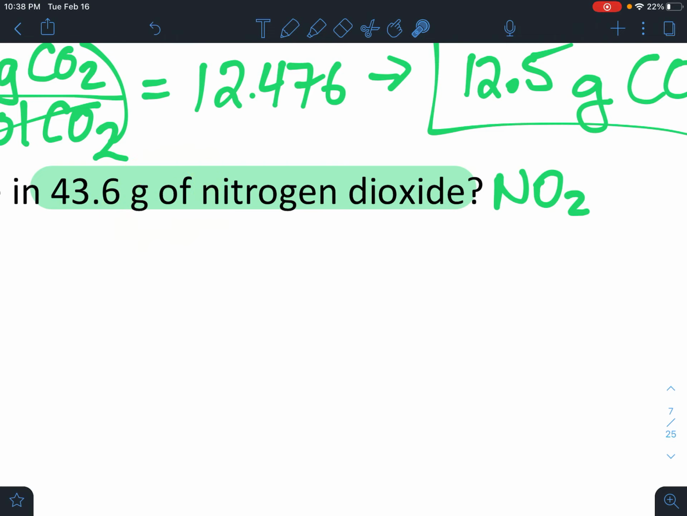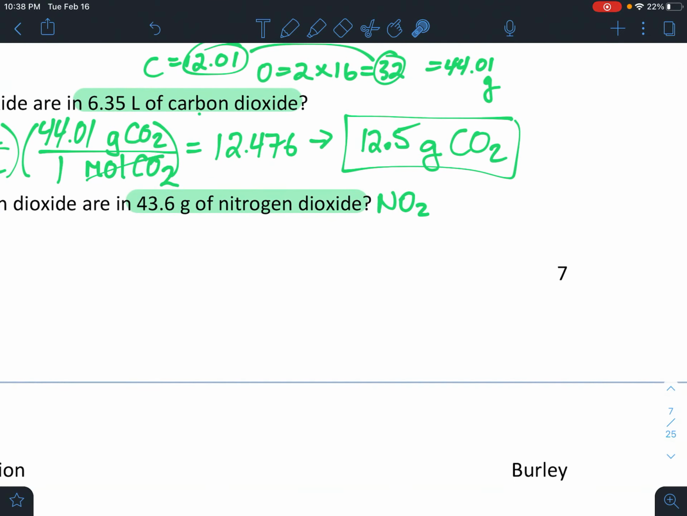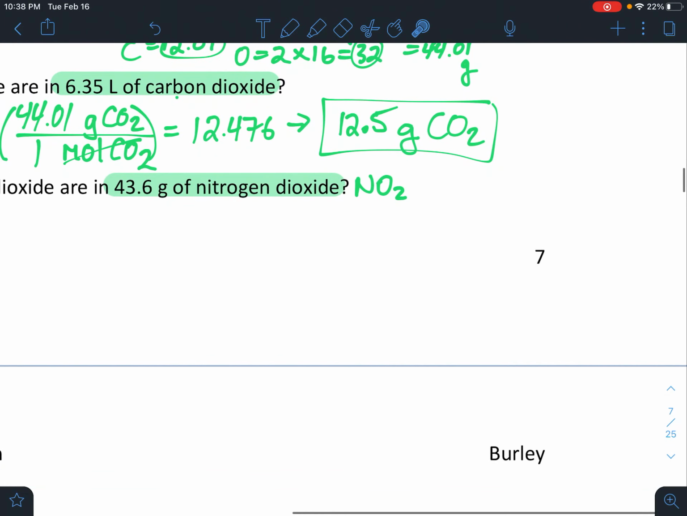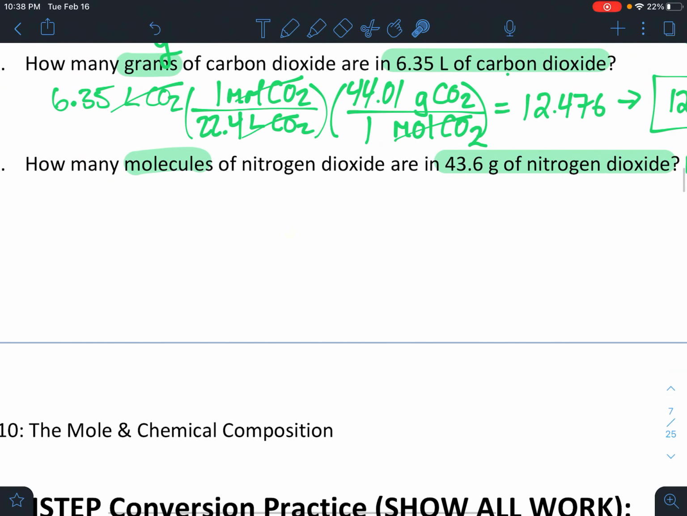It's involving grams, so we do know that we're going to need to find the molar mass of this at some point. So you can either do this first or you can do it second. It's up to you.